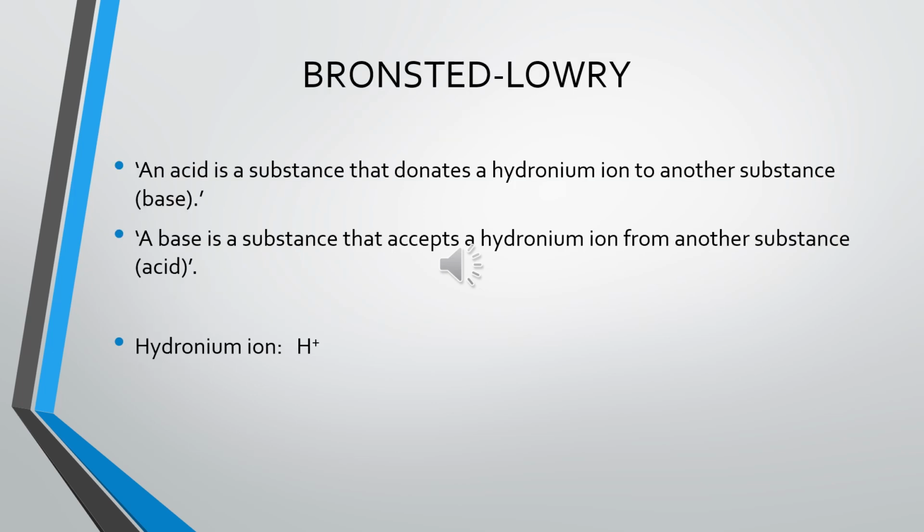Here's how acids and bases are defined under Bronsted-Lowry Theory. An acid is a substance or species that donates a hydronium ion to another substance, which of course is the Bronsted-Lowry base. A base is a substance that accepts a hydronium ion from another substance, which of course is the Bronsted-Lowry acid. And yes, they're coupled. You can't have one without the other. Just to remind you, hydronium ion is hydrogen minus its single electron, so it's H+. Acid is H+, hydronium. The more hydronium in solution, the stronger, the more acidic that solution is, and the lower the pH.